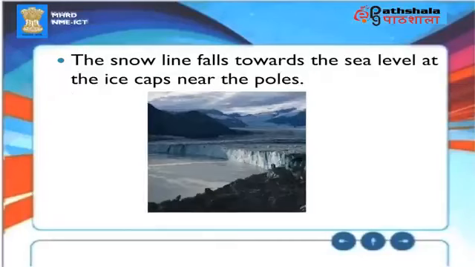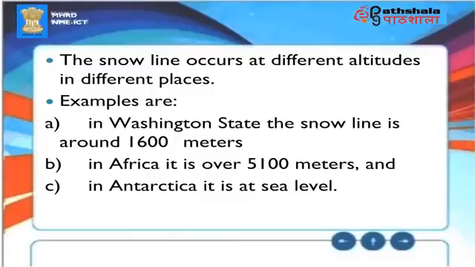The snow line falls towards the sea level at the ice caps near the poles. The snow line occurs at different altitudes in different places. Examples are, in Washington state, the snow line is around 1,600 meters. In Africa, it is over 5,100 meters. And in Antarctica, it is at sea level.